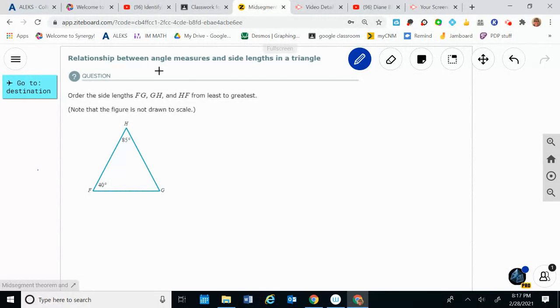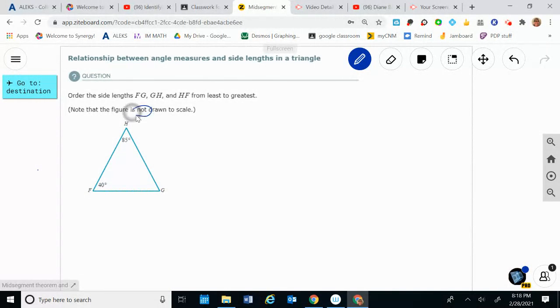All right, relationship between angle measures and side lengths. For some reason, this can be hard for people, and I'm not sure why, to be honest. I think the best tip that I can give you is to imagine that each angle is a mouth. These are not drawn to scale. Look, you guys, it says this is 40 and that's 85, and they look the same exact size.